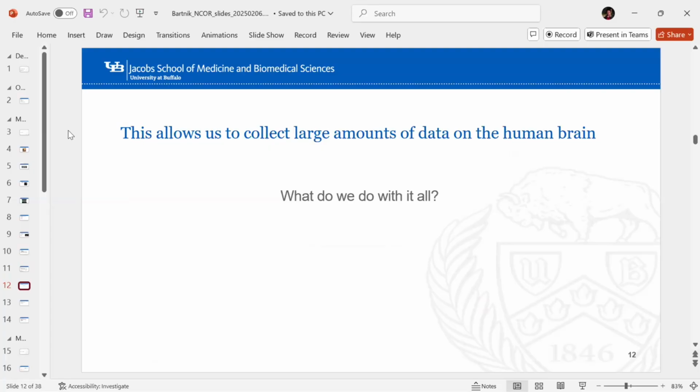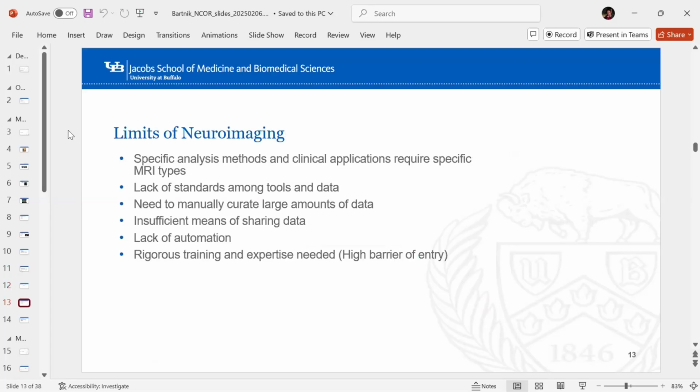But with all that in mind, we have all of these ways of collecting all this data about the human brain. So what can you do with it? And that's kind of limited because, like I mentioned, the different kinds of things that you'd want to do with MRI really depend on the way that you acquire it and the different types of MRI that you're working with. There's not a lot of standards for the data itself beyond just DICOM header tags, meaning that you need to manually curate a large amount of data, mostly by yourself. There's not really good ways of sharing data beyond copying files from one computer to another. And there's a lot of training and expertise that goes into working with these specialized tools.